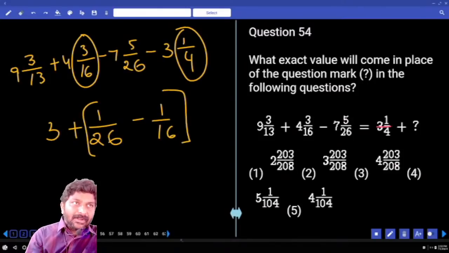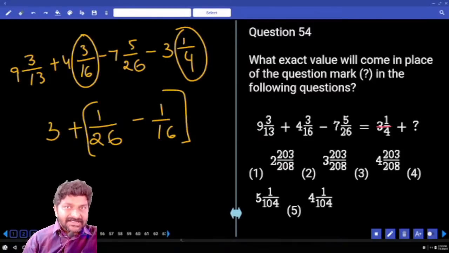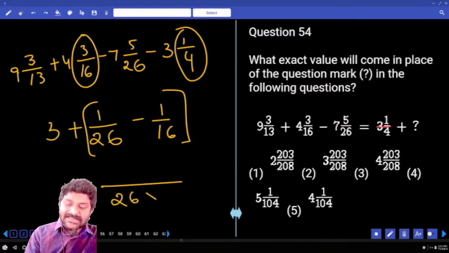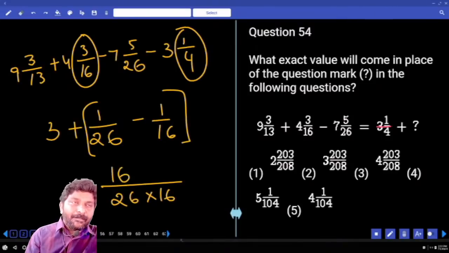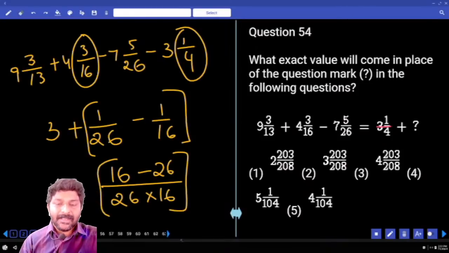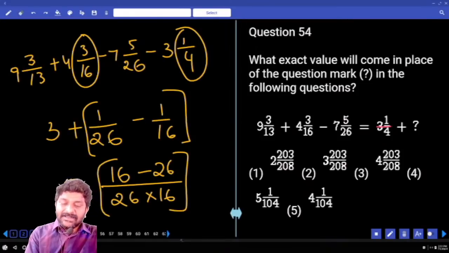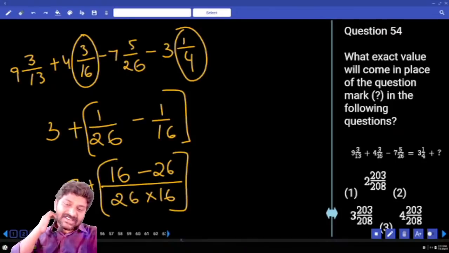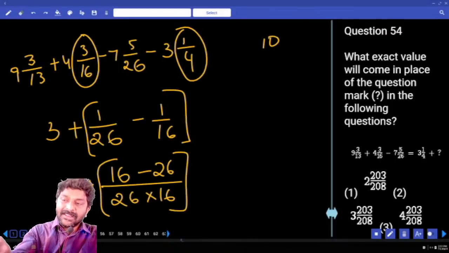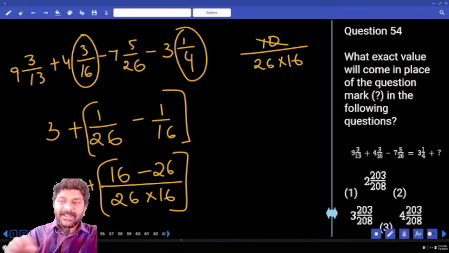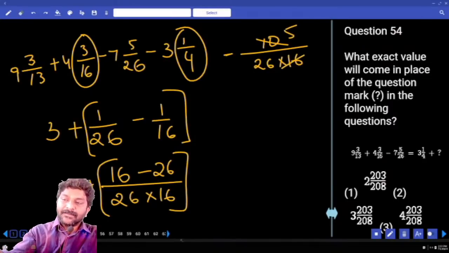Okay. So I don't want to calculate the exact LCM here. I'll simply treat it as 1 by A minus 1 by B. I am taking AB as the LCM. A how many times? B times. B how many times? A times. So how much is this simplified value? Minus 10 by 26 into 16. Correct? So I am writing that here. 10 by 26 into 16. Positive number or negative number? Negative. Correct.